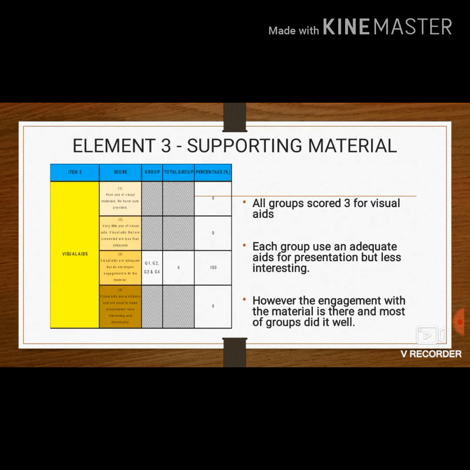Next, item number 2 is visual aids. If you can see here on the table, all groups scored 3 for visual aids. This is because each group used adequate aids for the presentation, but they were less interesting. So that's why I'm giving all of them 3, and however the engagement with the material is there. So I'm giving them 3 marks out of 4 because most of the groups did very well.